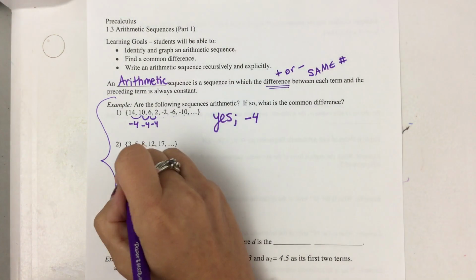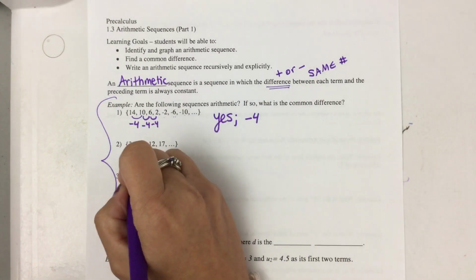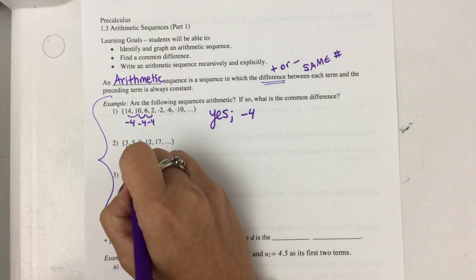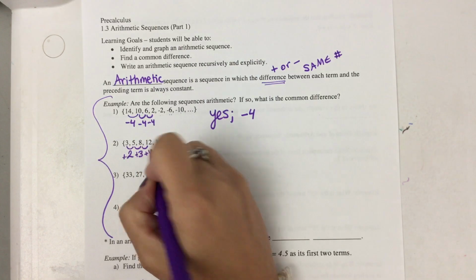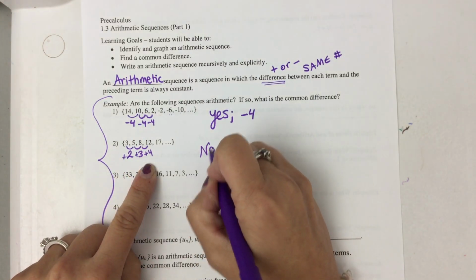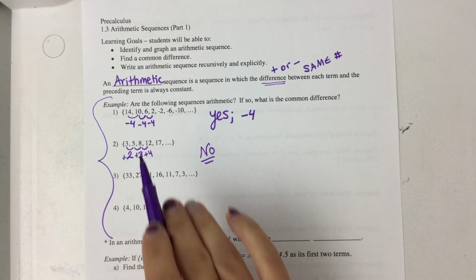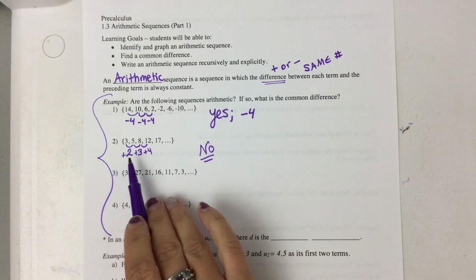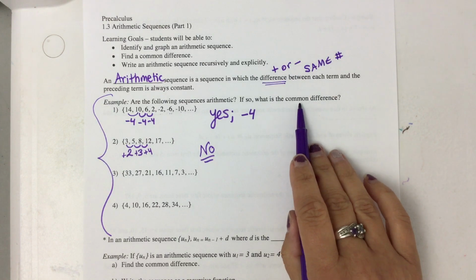Okay, let's look at another one. To go from 3 to 5, adding or subtracting, you add a 2. To go from 5 to 8, you add a 3. To go from 8 to 12, you add a 4. So right here, this cannot be an arithmetic sequence, because in order for it to be an arithmetic sequence, these values all have to be the exact same number. This isn't the same. You're adding 2, then you're adding 3, you're adding 4. So no, that is not an example of an arithmetic sequence. So it does not have a common difference.